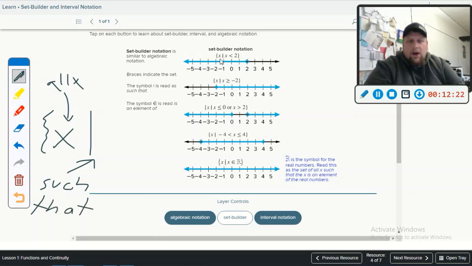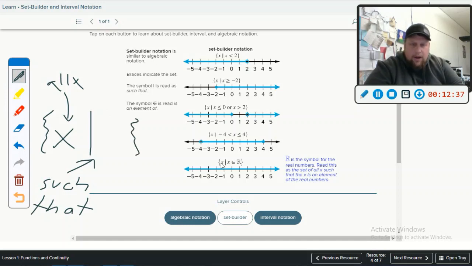So notice it's identical to algebraic notation, except now we've added in this set and then, of course, the little squiggly line at the end. Okay? That's all it's saying. All x such that. All right? The big difference is down here.